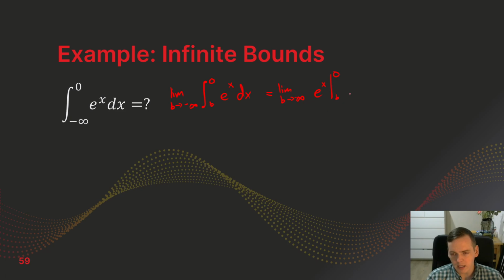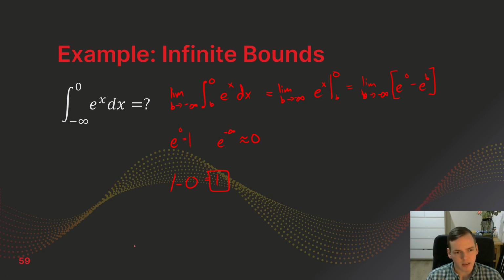And then we plug that in and we get the limit as b approaches negative infinity of e to the 0 minus e to the b. And again, this is just evaluating integrals totally normally. And then we actually find our limit. So e to the 0 is equal to 1. E to the negative infinity is functionally 0. Remember, we can't actually plug in negative infinity. We just say the limit as b approaches negative infinity of e to the b is 0. So we end up with 1 minus 0, which is 1 for our final answer.